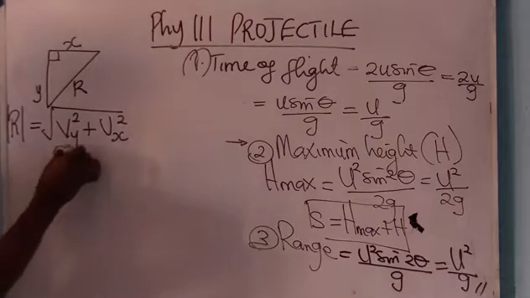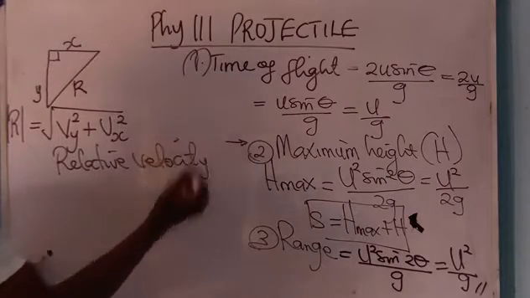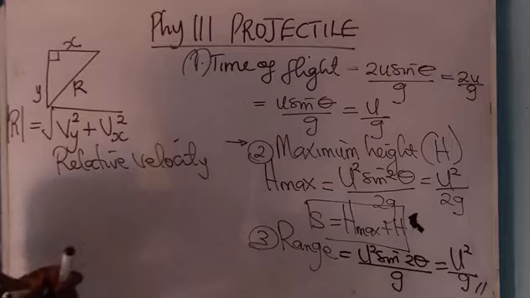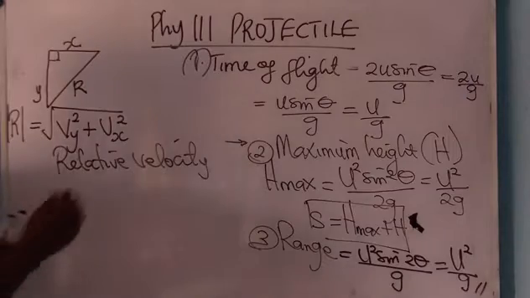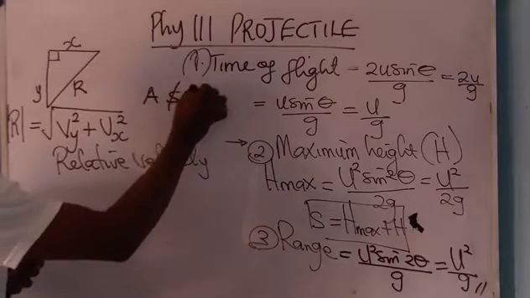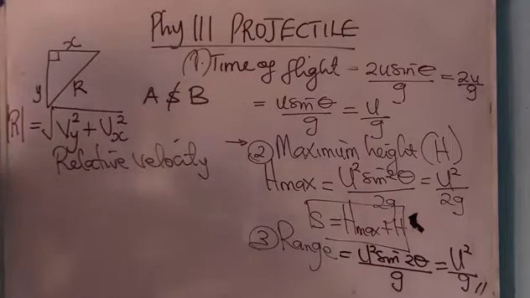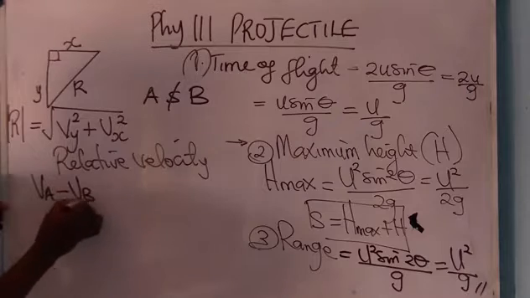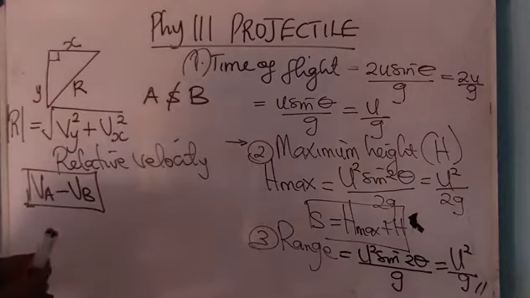It's also called relative velocity. The relative velocity, now, two bodies that are dimensionally relative to each other, for example, body A and body B. The relative velocity between two bodies that are dimensionally relative, you say it is VA minus VB. All right, take note of that.